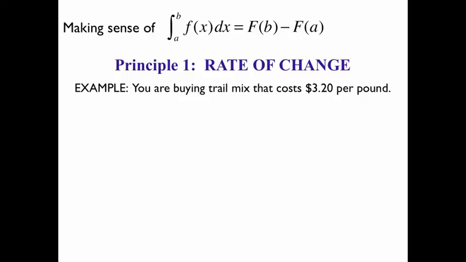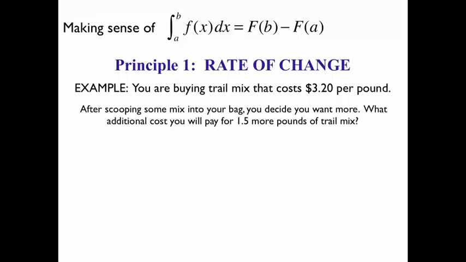Example: you are buying trail mix that costs $3.20 per pound. After scooping some mix into your bag, you decide you want more. What additional cost will you pay for 1.5 more pounds of trail mix? Everyone figure it out to yourself, okay? Go, figure it out.